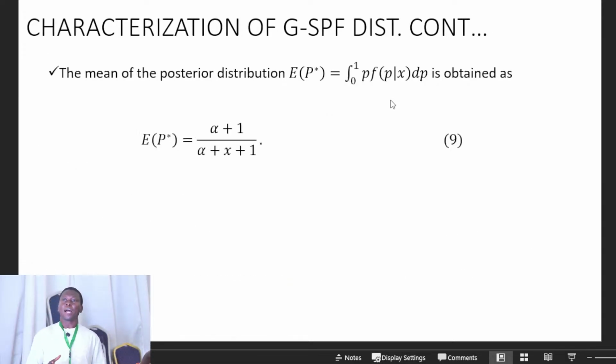And the mean of the posterior distribution is given as equation 9, which indicates that the mean of the posterior distribution is higher than that of the prior distribution. Another important remark about this new distribution is that its variance is greater than its mean. In other words, it is very good in modeling over-dispersed data. So thank you very much.